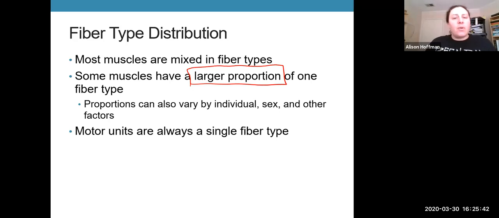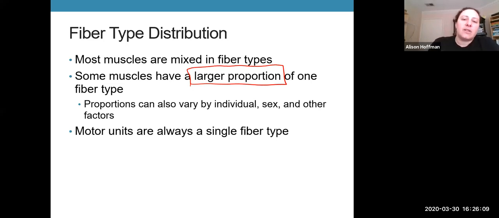So muscles that are meant to just be really fast and then relax again are going to have a lot more fast glycolytic. And then postural muscles, walking muscles, muscles that have to do work for long periods of time, are going to have more slow oxidative. The exact proportions vary by a lot of different factors though.